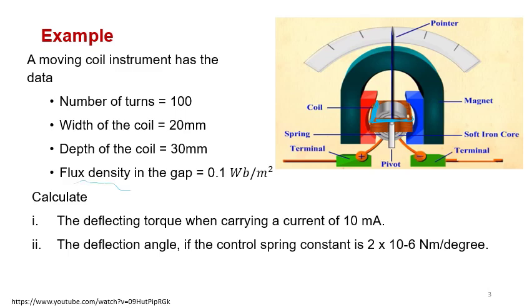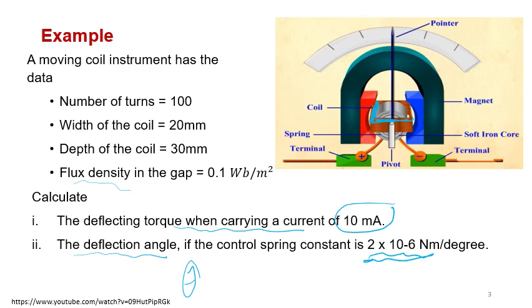The flux density in the gap is equal to 0.1 Weber per meter square. Calculate the deflection torque. It's very similar to the previous example. He wants the deflection torque when the current flowing is 10 milliampere. And after that, he wants to know the deflection angle, theta. If the control spring constant, you remember K, the spring constant, is equal to 2 into 10 to the power minus 6 Newton meter per degree.